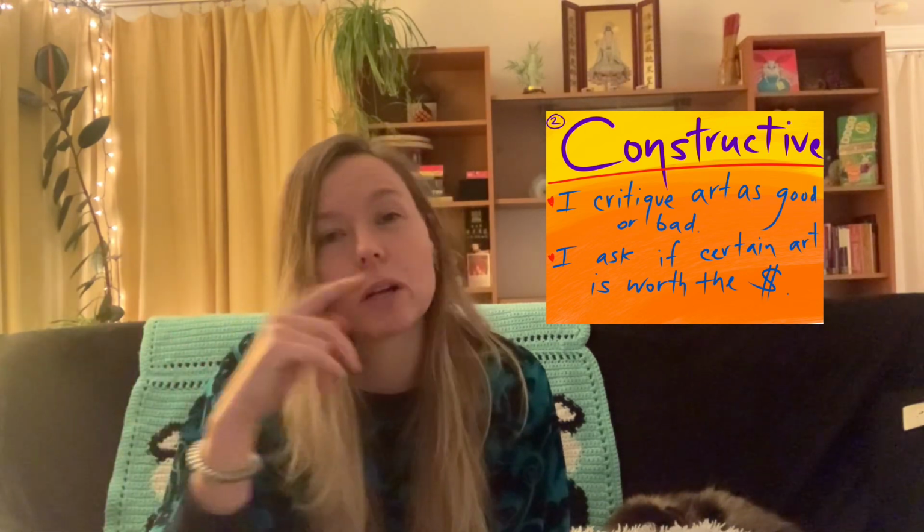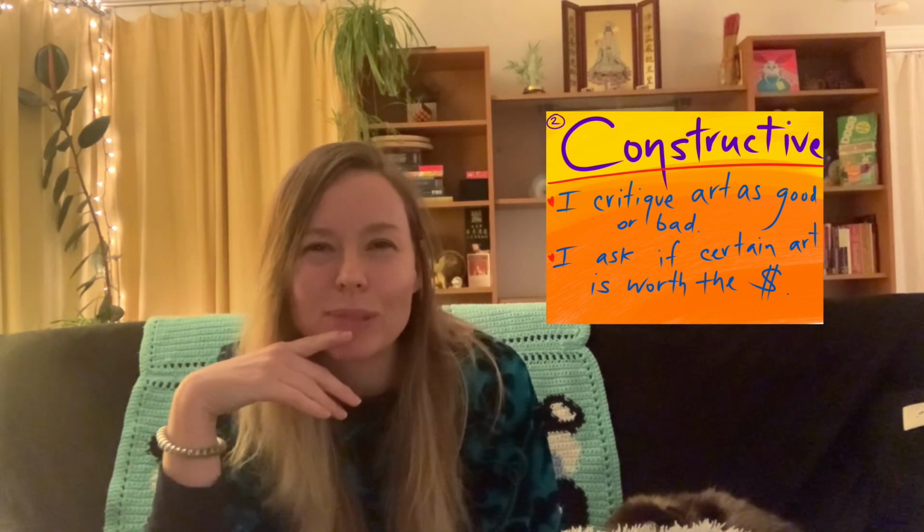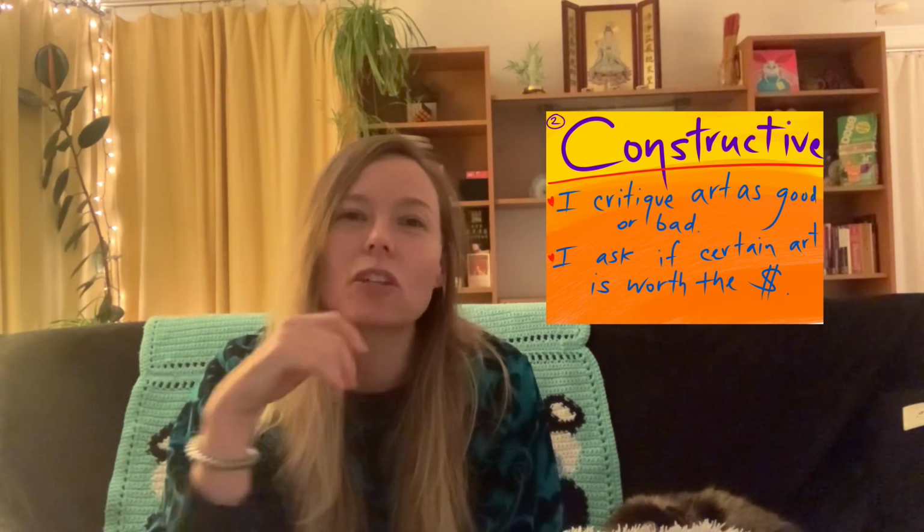Number 2 is constructive. So do you decide art is good or bad? So this is making value judgments on artwork. So you go to a gallery, you think, I like that one, I don't like that one. We can start making value judgments about what we like and what we don't like based on art we've seen previously. So that's also a totally normal level to be at. Also, we can start thinking like, I think this piece of art is worth a lot of money, or I don't think this is worth a lot of money. So that's number 2.